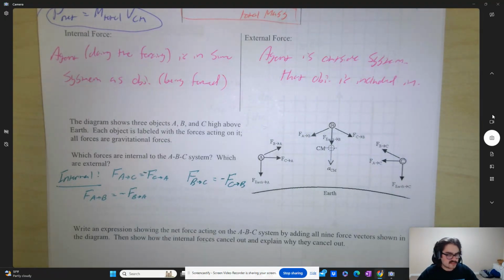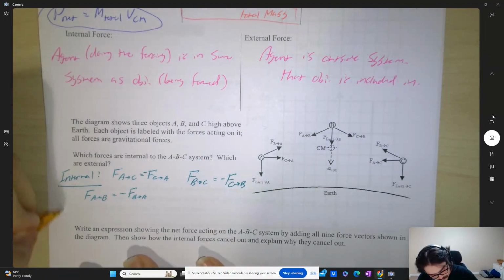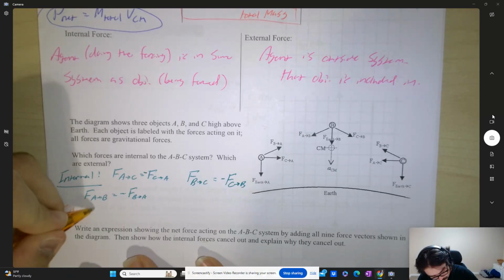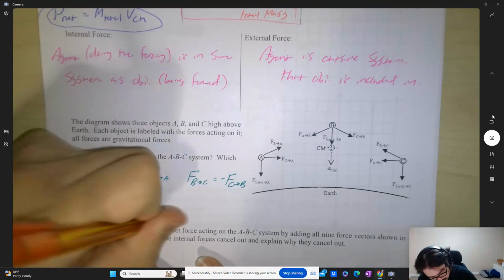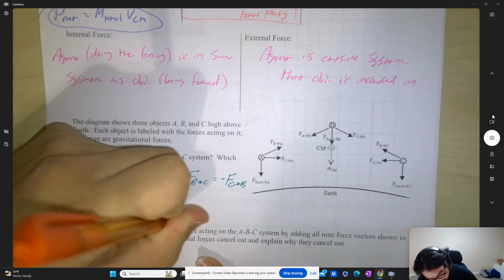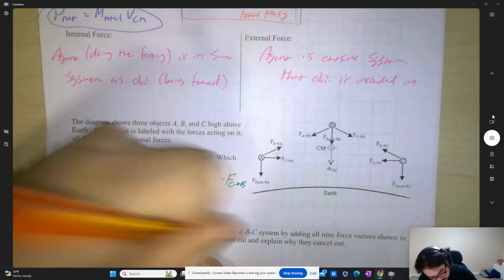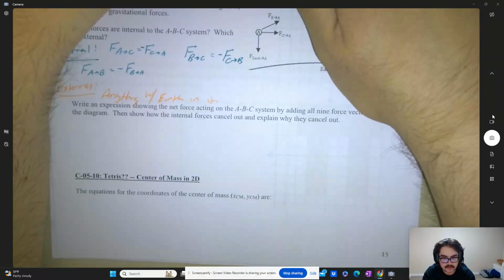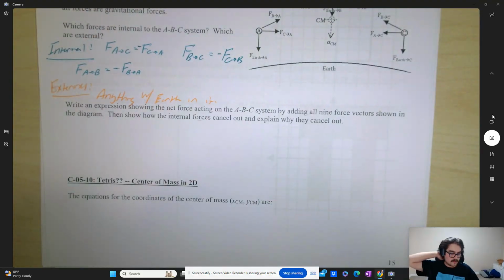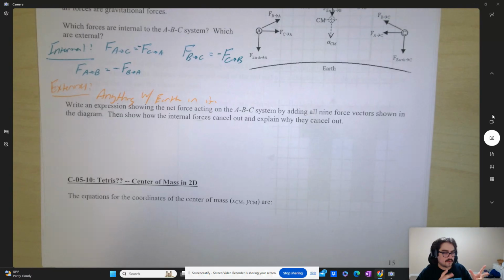Anything that's external is going to be anything that has the Earth in it. The Earth is all external. Now, let me show you why that is. Why is Earth external? Well, let me show you.